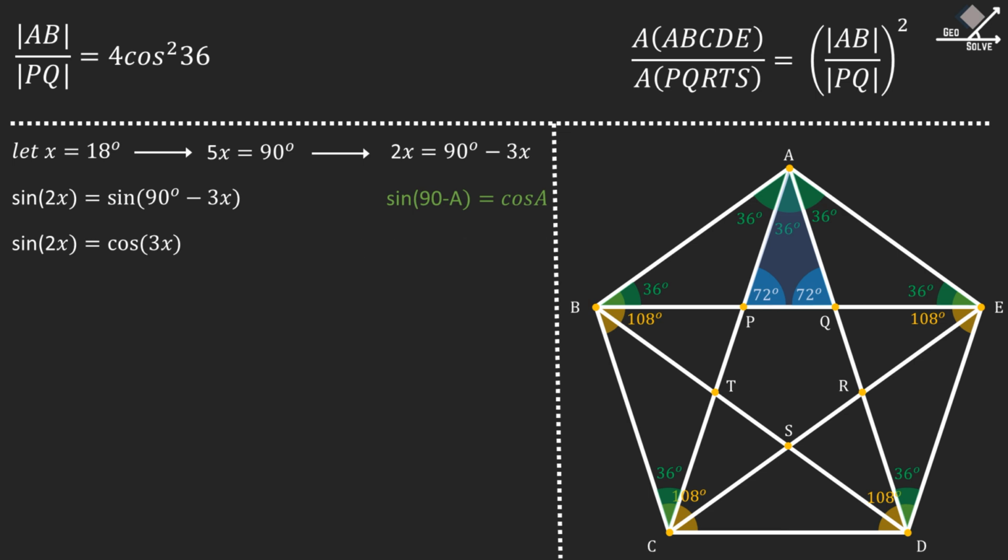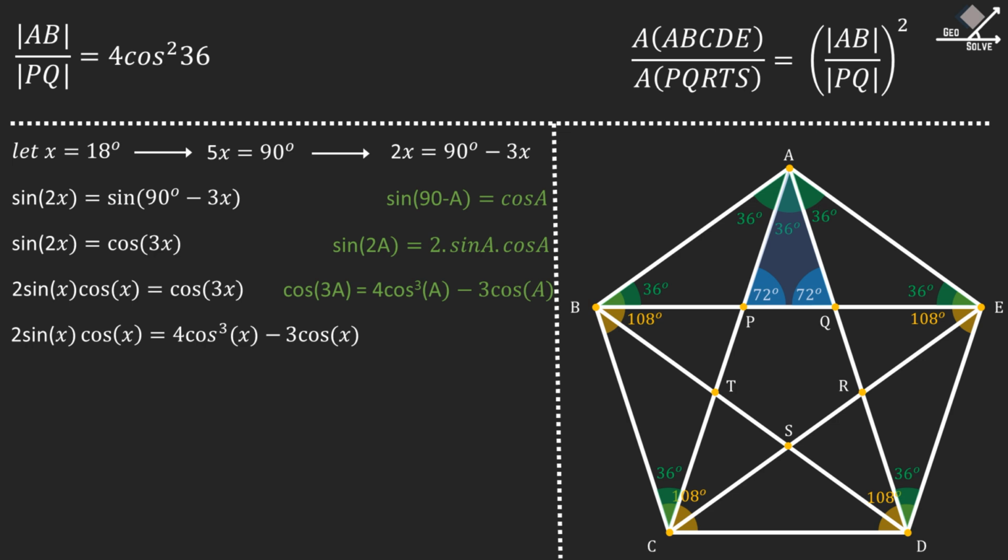Also recall that sine 2a is equal to 2 times sine a times cosine a. Let's apply that to our expression. And remember that cosine 3a can be written as 4 times cosine cube a minus 3 times cosine a. Let's apply that to our expression also. Now let's simplify our expression by dividing both sides by cosine x.